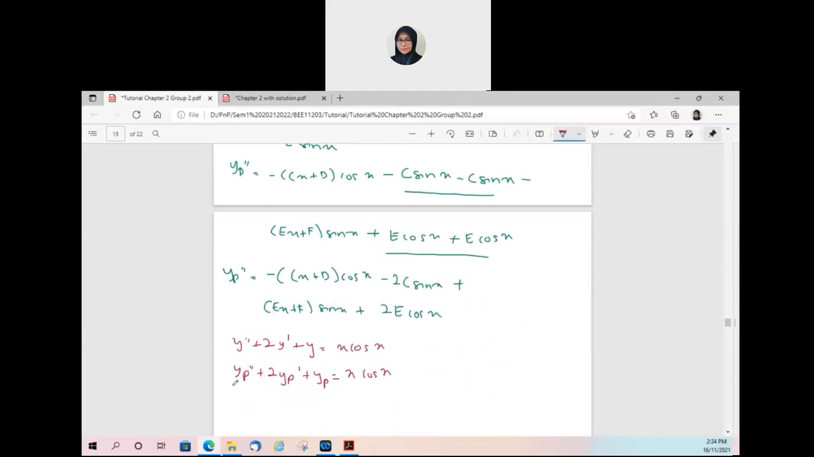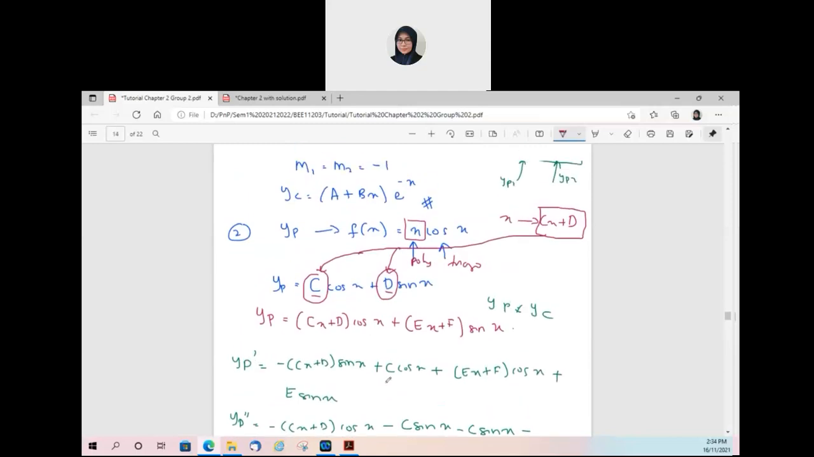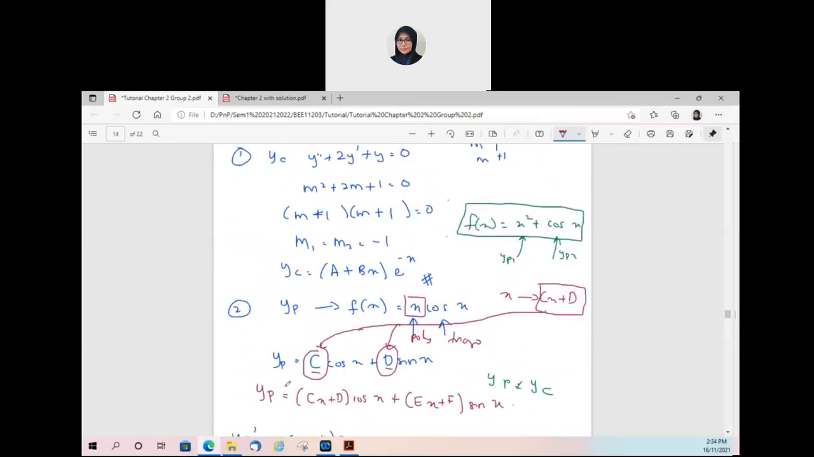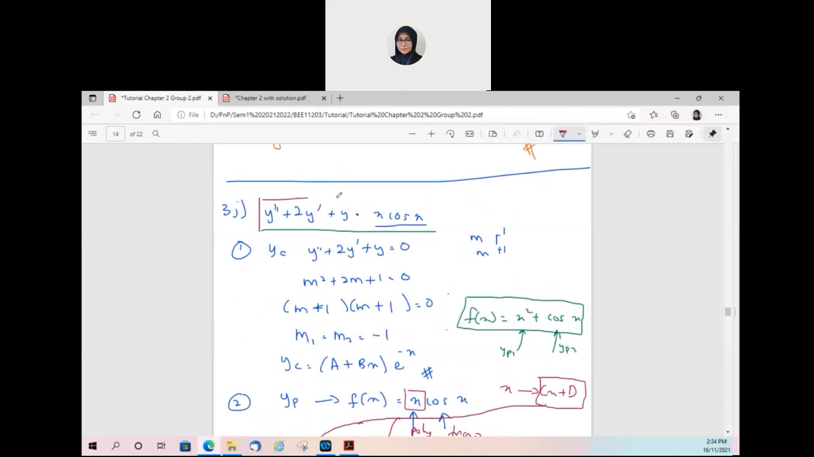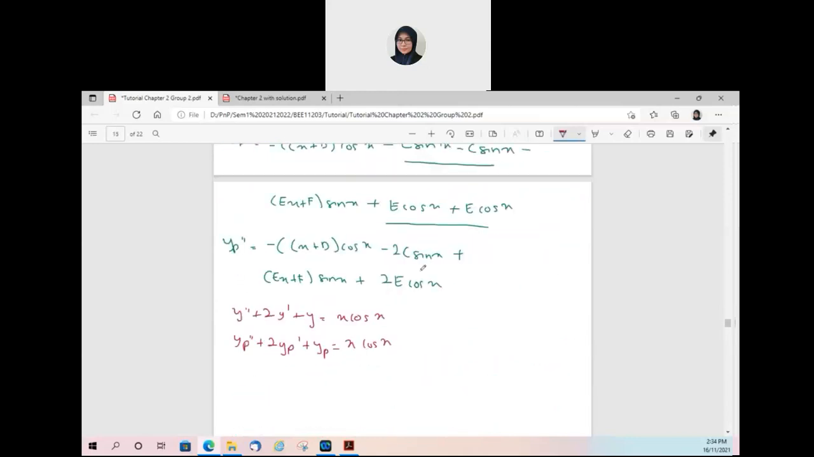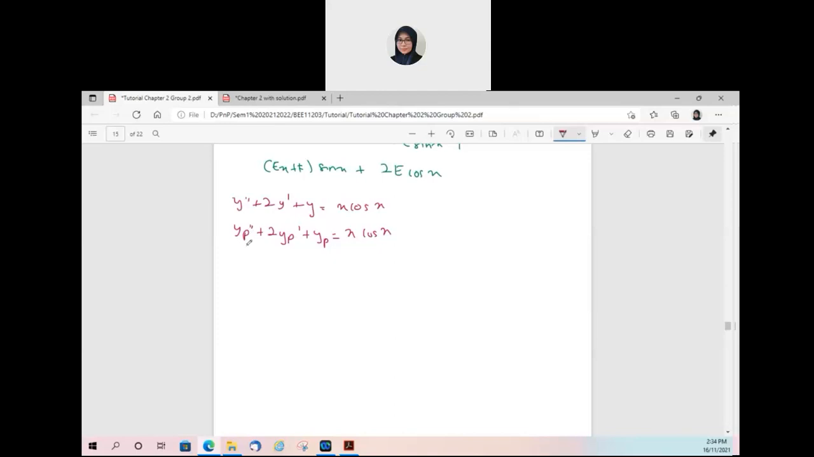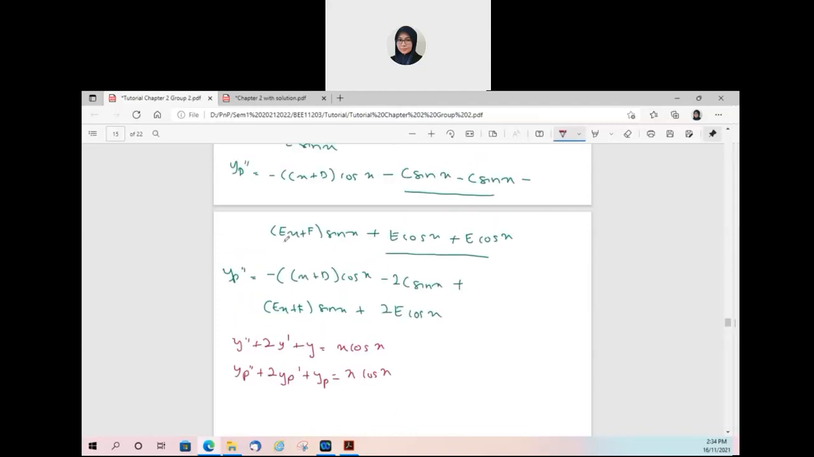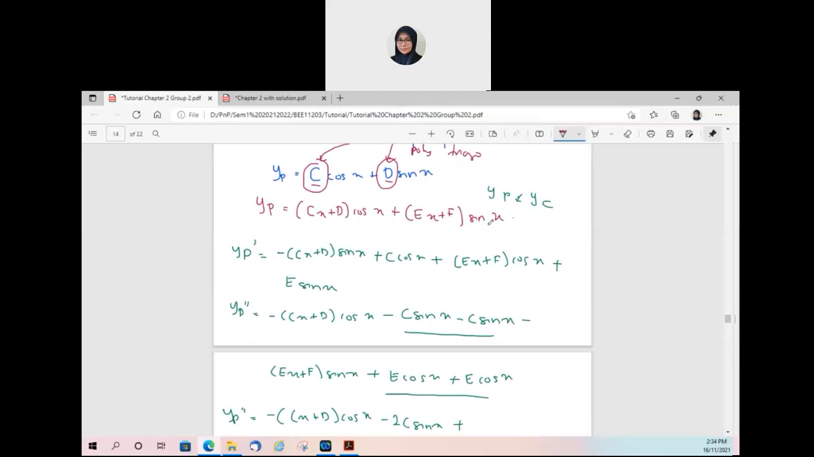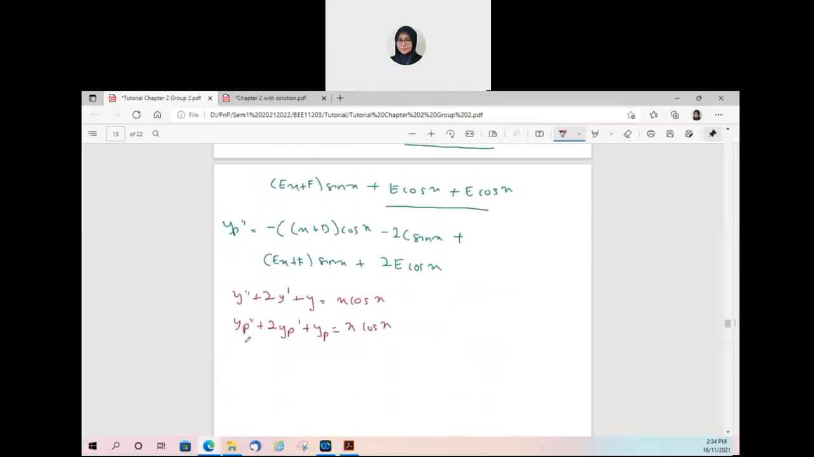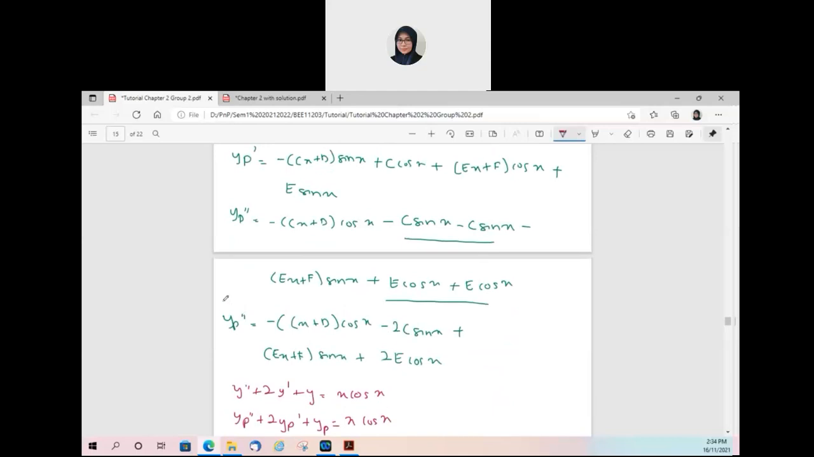So now we have yp double prime plus 2yp prime plus yp equals x cos x. We substitute yp into this equation, because we want to find the constants c, d, e, and f. So yp double prime is this one.